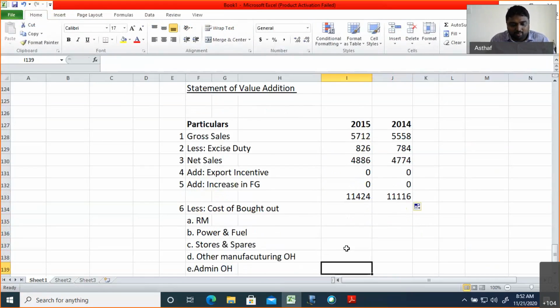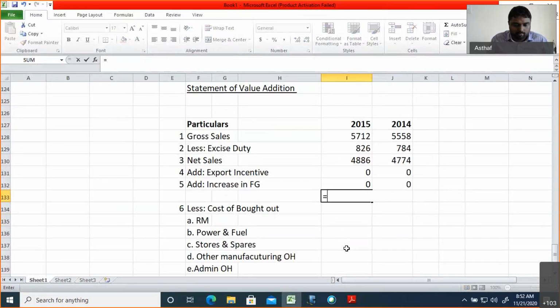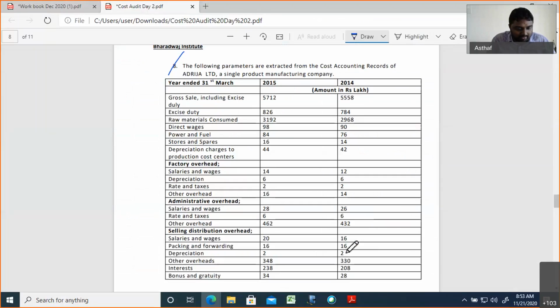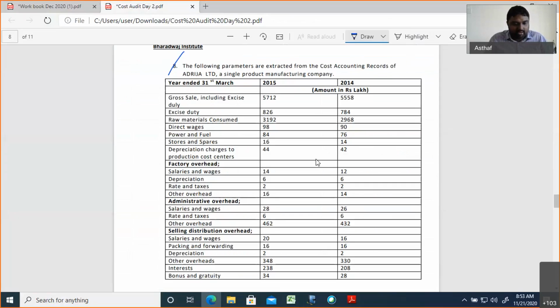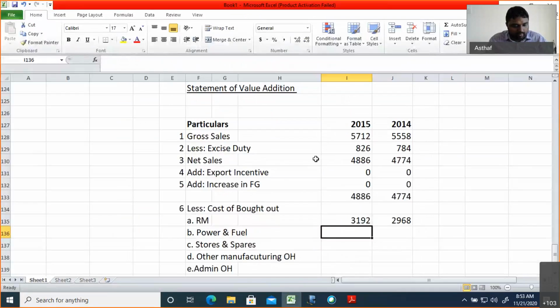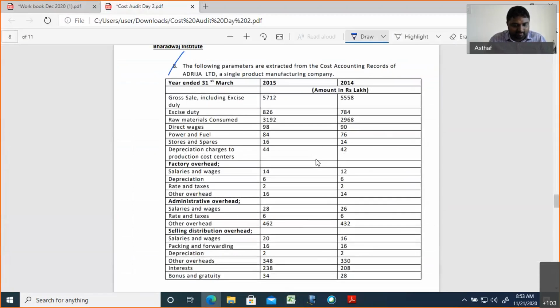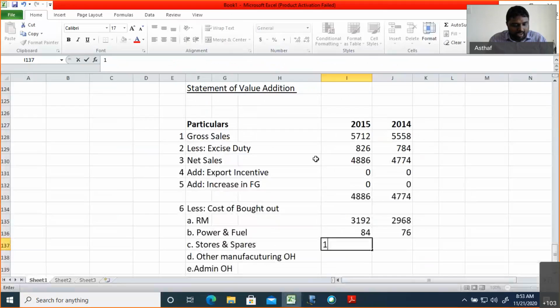Less: cost of bought out goods. What is the cost of bought out goods? Raw material 3192, 2968. Direct wages will not come. Power and fuel will come, 8476. Stores and spares.